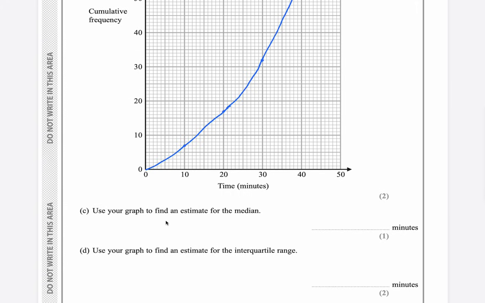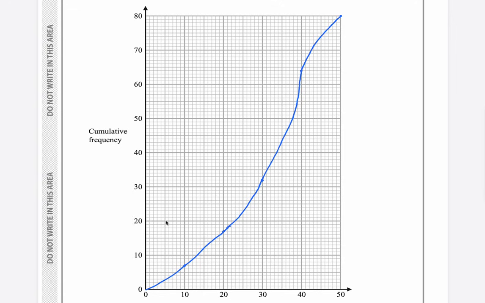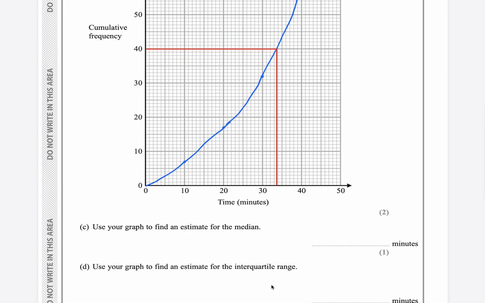Then he says use your graph to find an estimate for the median. So for the median, I just go to 40 here, go across and go down, and I'm actually kind of between 33 and 34. Let's just go 34. It says accept 32, 33, or 34. So just make sure your graph is accurate.